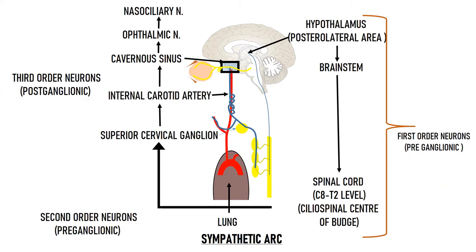Another way to classify Horners is into preganglionic Horners, which occurs when the lesion is present before the fiber synapse at the superior cervical ganglion. So basically the first and the second order neuron lesions. Postganglionic Horners is when the lesion occurs after their synapse at the superior cervical ganglion, that is at the third order neuron level. Diagnosis of Horner syndrome.